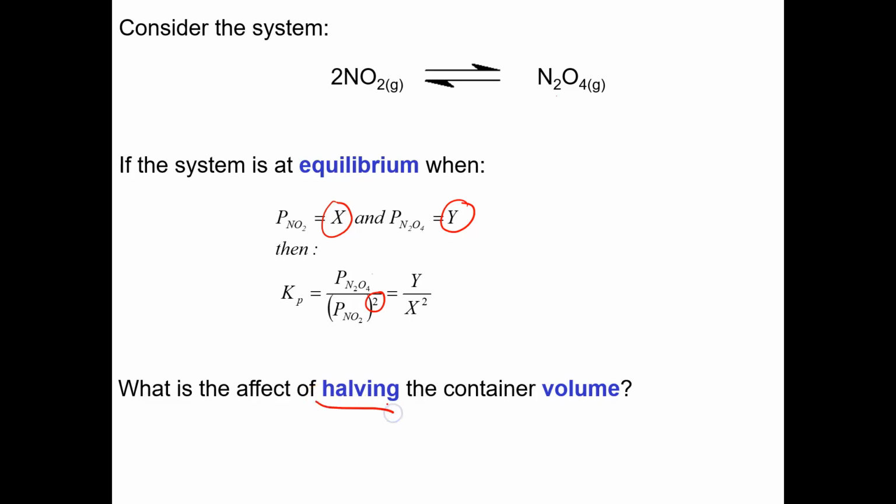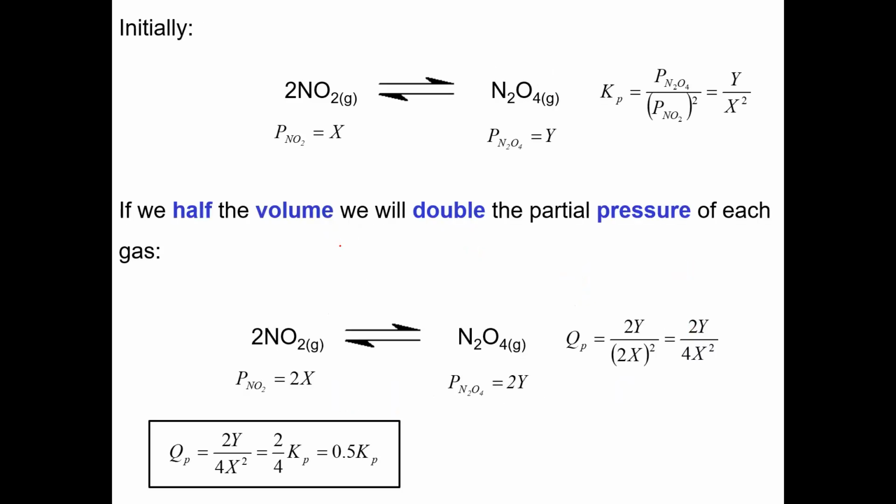Now, if I halve the volume of my container, what happens to the pressure? Well, the volume is going to get halved. Because they are inversely related, the pressure will get doubled. That means that the pressure of each of my components is going to get doubled. So if we halve the volume, we will double the pressure of each component. Initially we had a pressure of X for NO2 and a pressure of Y for N2O4, which meant that Kp was Y on X squared.